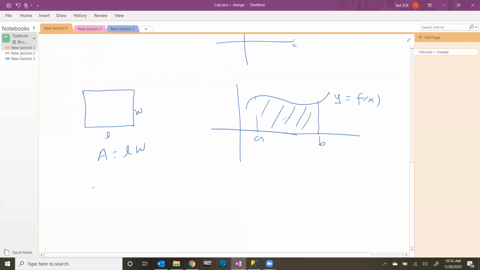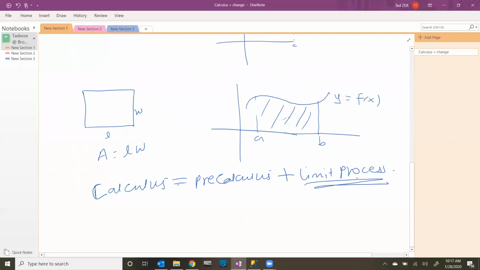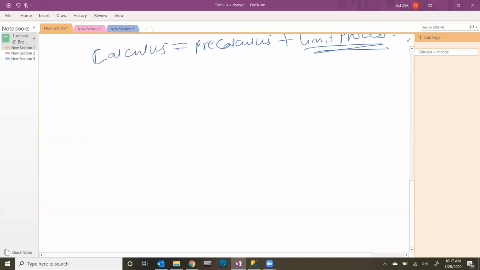So what exactly is calculus? The answer is calculus is nothing but pre-calculus, and then we add what is called the limit process. So we need to understand what exactly is a limit. If you know limits, then with the knowledge of pre-calculus, it will be calculus. So for this complete course in calculus, basically we'll be answering two questions.